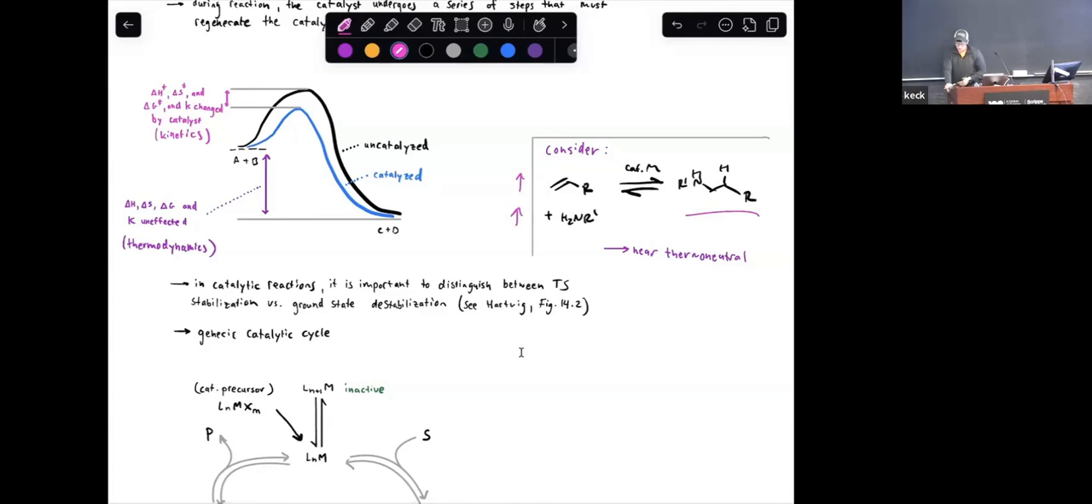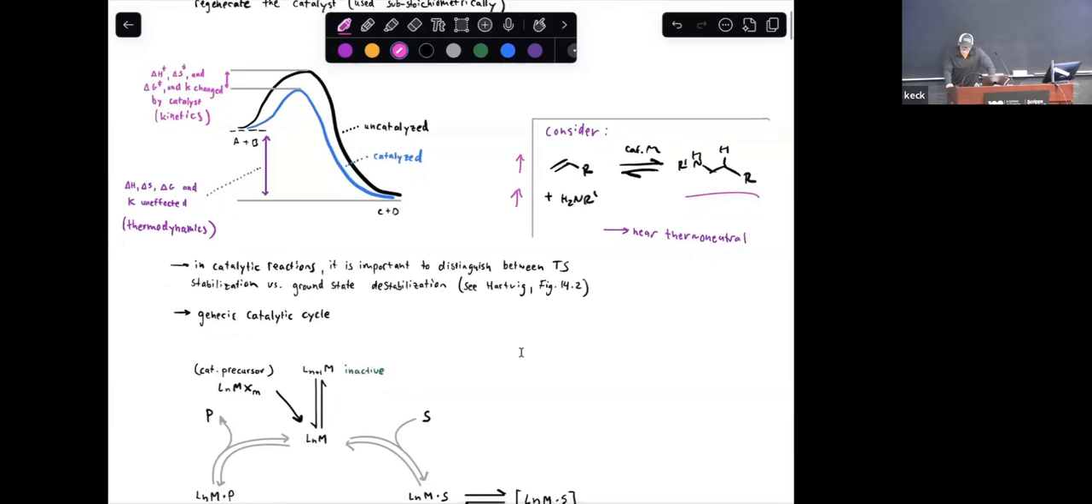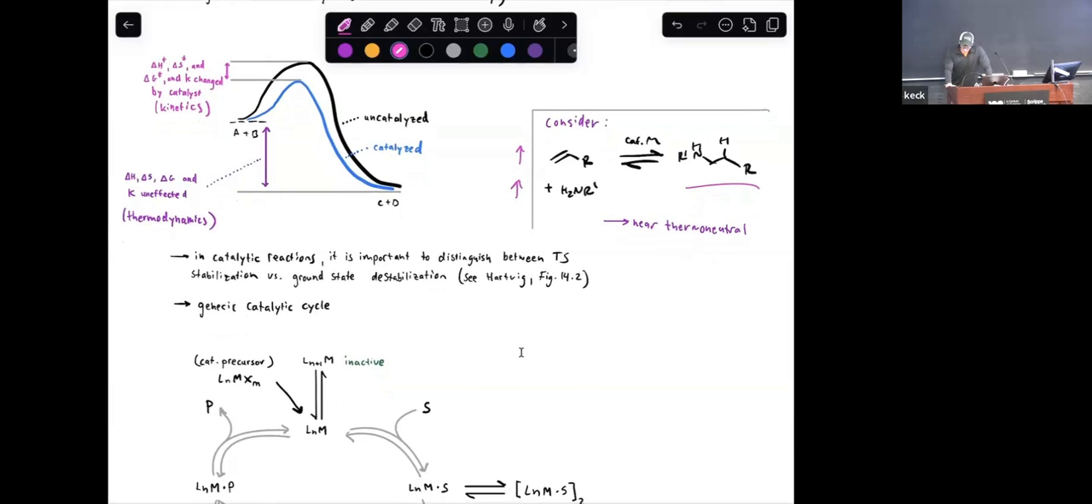So again, thermodynamics, the key thing that you need to do, and you can just do this back of the envelope, is an inventory of the bonds that you make and the bonds that you break. So what do we do here? We are making an N-carbon sigma bond and a carbon hydrogen sigma bond. And then on the left side of the equation, what have we lost? We've lost a CC pi bond and we've lost one NH bond. And so that effectively defines the thermodynamics of the reaction.